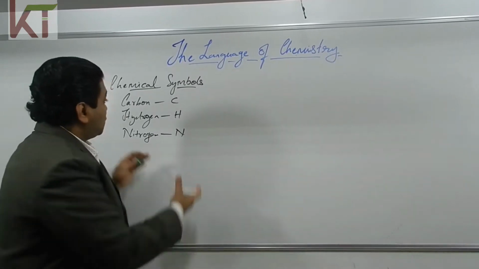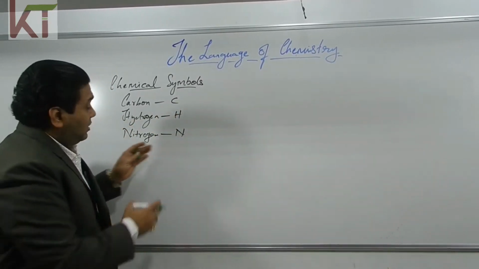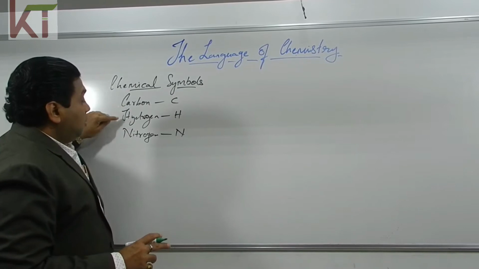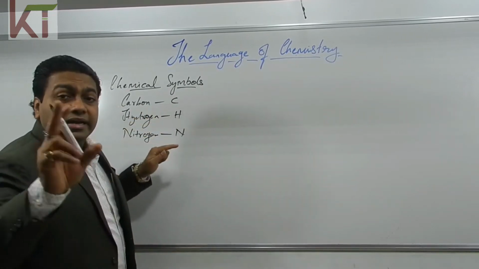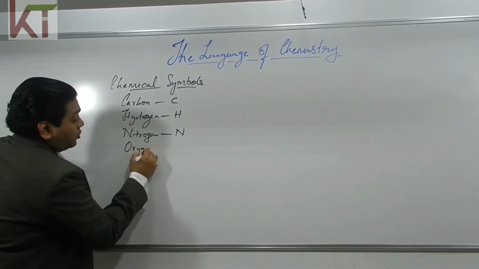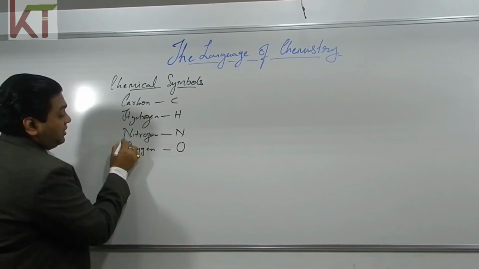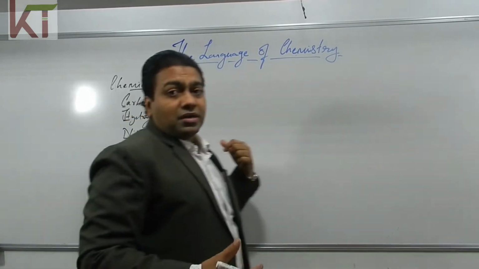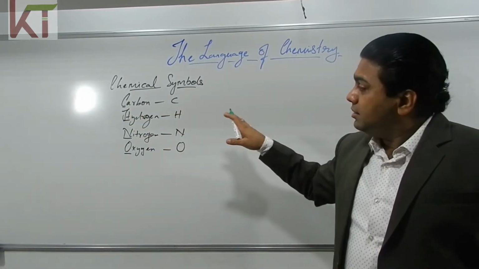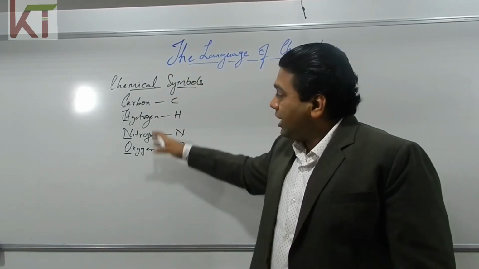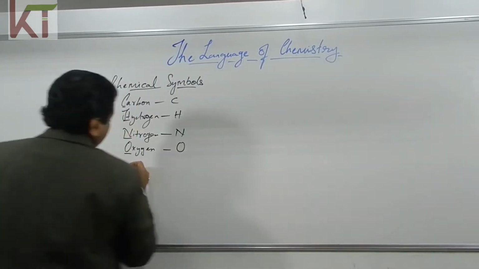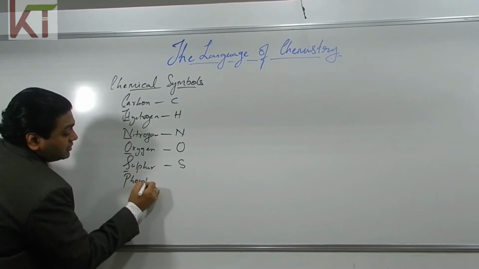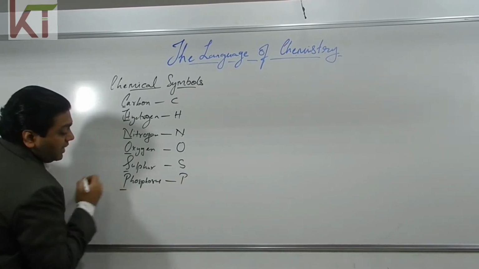Can you give me some more elements which will have their chemical symbol starting with their first initial letter, which is always written in capitals? Remember that the symbol of the first element will always be written in capital. In the same way, if I take oxygen, the symbol is O. The initial letter is what I have taken as the chemical symbol for these elements. Any more elements which will have the same single alphabet as their chemical symbol? So carbon, hydrogen, nitrogen, oxygen. I can take sulfur, where the symbol is S. I can take phosphorus, where the symbol is P, the initial letter.